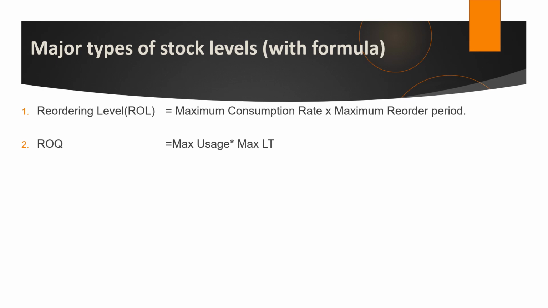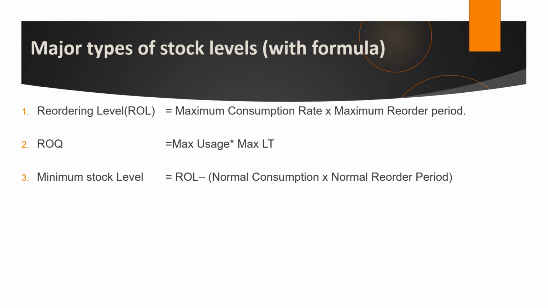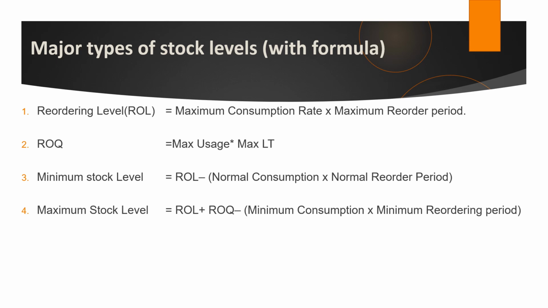Sometimes for certain calculations we can use the EOQ by replacing the reorder quantity. The next one is the minimum stock level. That is the reorder level minus normal consumption into normal reordering period. Third one is the maximum stock level. That is the reorder level plus reorder quantity minus the minimum consumption into minimum reordering period.